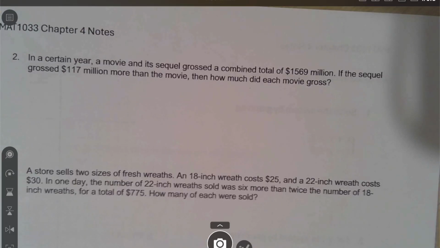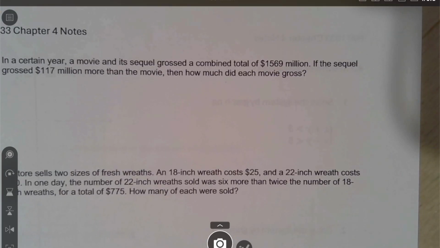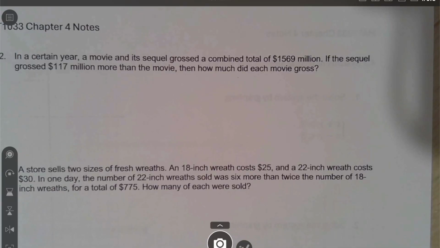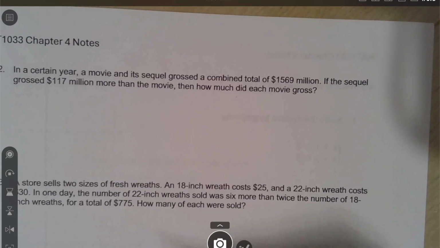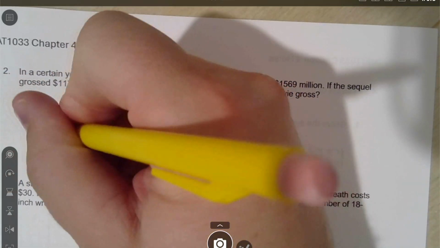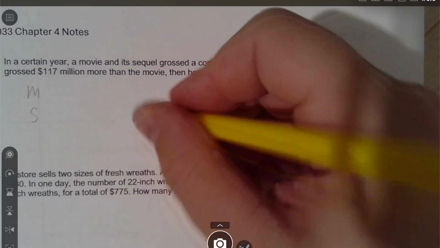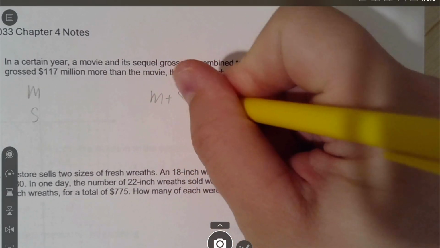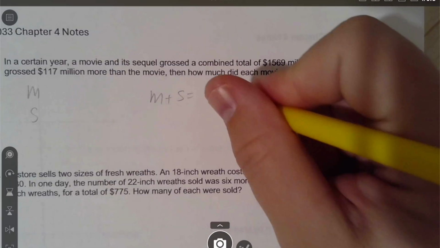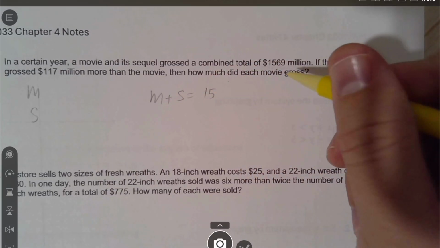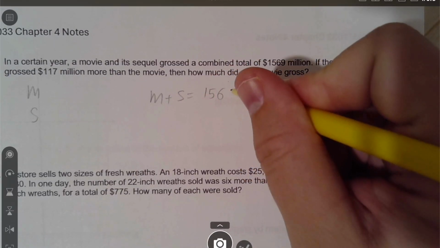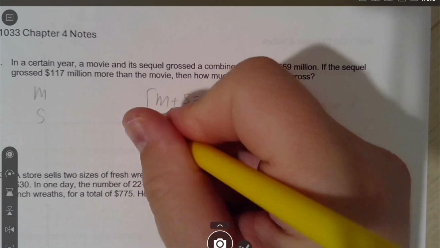Up next, it says, in a certain year, a movie and its sequel grossed a combined total of that many millions. And then it says, if the sequel grossed 117 more than the movie, then how much did each gross? So maybe we could say movie and sequel, right? You can choose your own variables. You don't always have to use x and y. But the movie plus the sequel, from that first statement, we know made a combined worth, addition worth, of that much. That's your first equation.